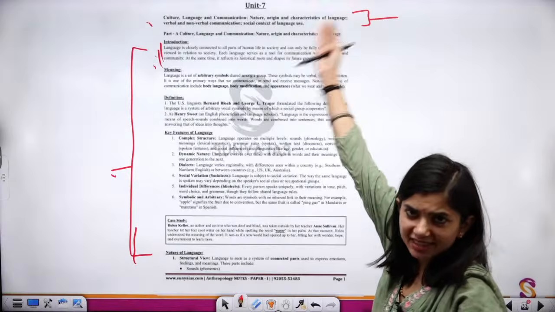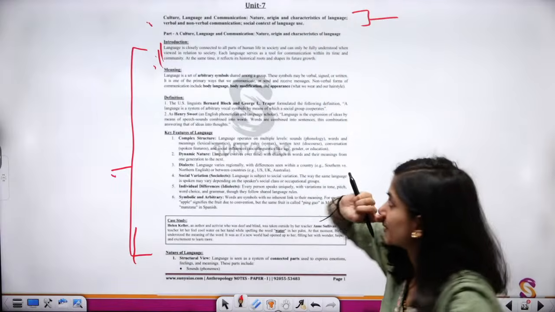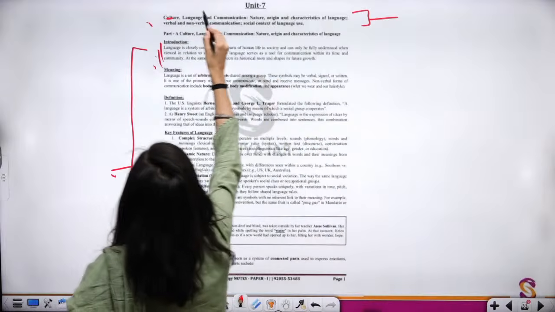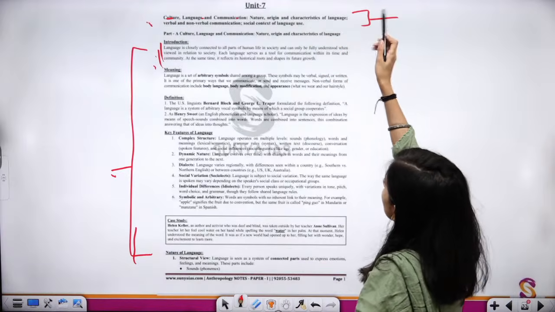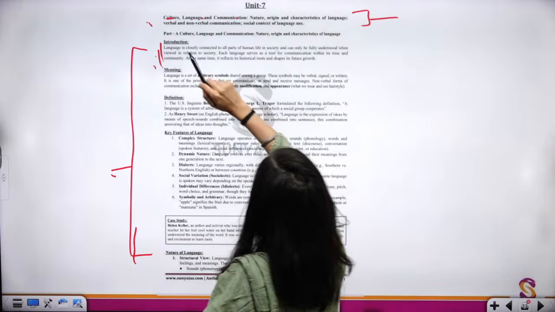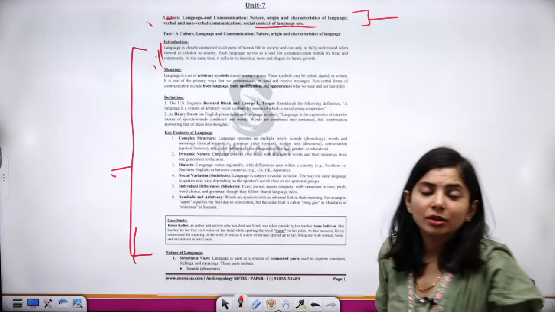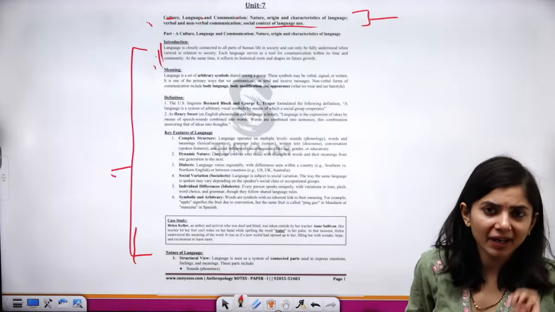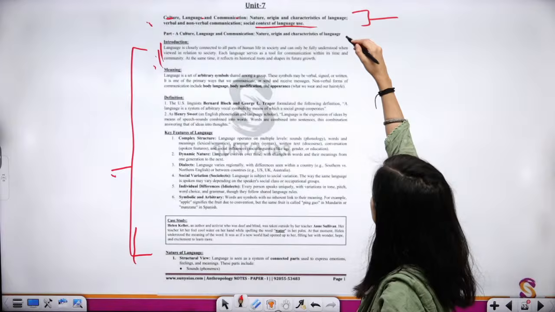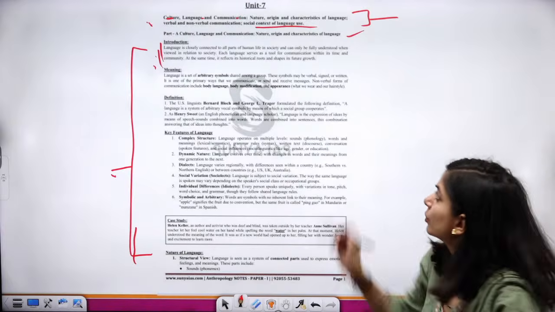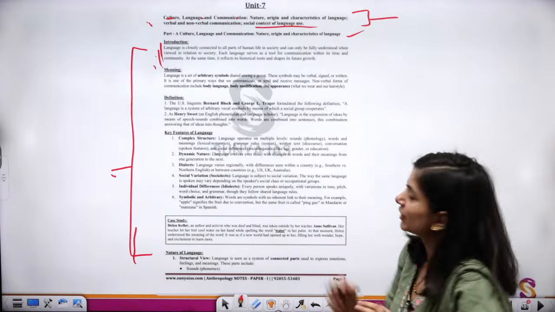Culture, this is unit 7 of paper 1, part of social culture anthropology. Here you can see culture, language, communication, nature, origin, characteristics of the language, verbal and non-verbal communication, society, social context of the language use. So I divided it into 3 parts. Complete syllabus. Part 1, culture, language, communication, nature, origin, characteristics. Part 2, verbal and non-verbal communication. Part 3, the social context of the language use.